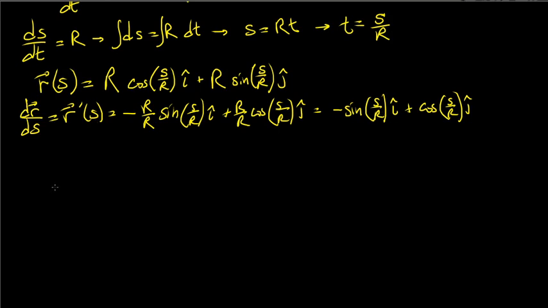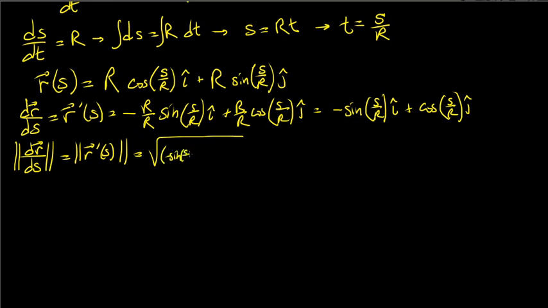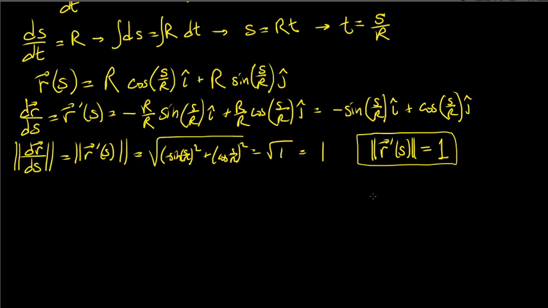And so if we take the norm of that and get the speed, we get the magnitude of the derivative of r with respect to s. Well, you just get the square root of negative sine squared plus cosine squared, which of course is 1. But we already knew this. Remember, the magnitude of the derivative of r with respect to s has to be 1. That was that theorem that we did earlier.